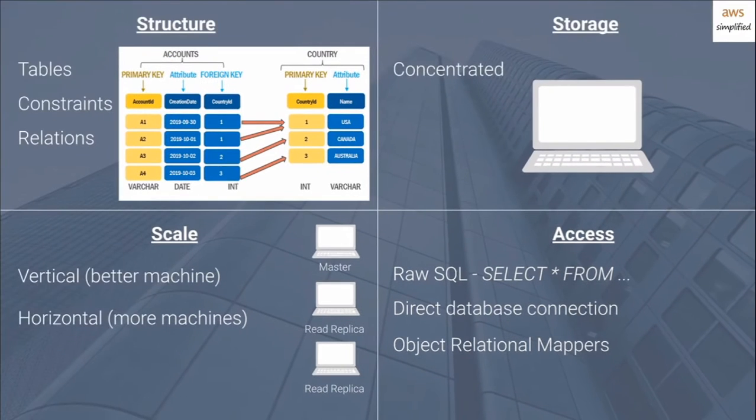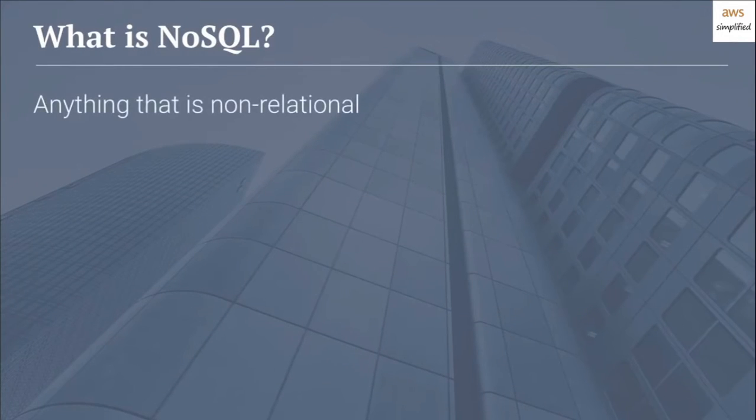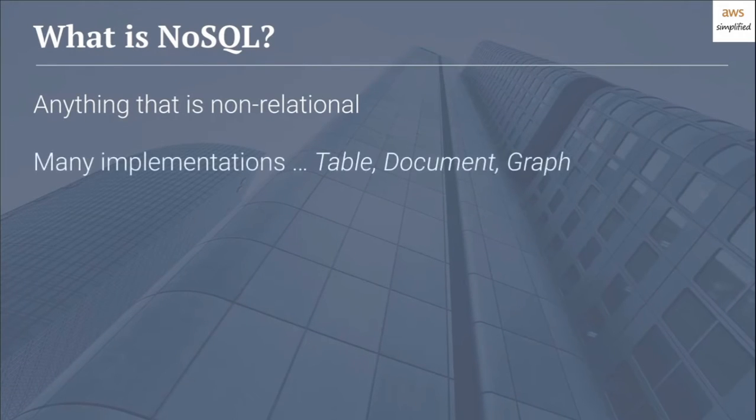So we basically covered the 4 key pillars of SQL here, so let's move on to talking about what is NoSQL. Although it probably doesn't need to be said, it's anything that is non-relational. And there's many different implementations of NoSQL, so it's kind of an overloaded term. There are implementations that use table structures, similar to what we saw in the SQL approach. Some use document and some use graph.